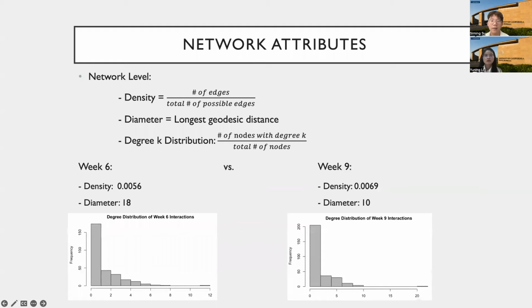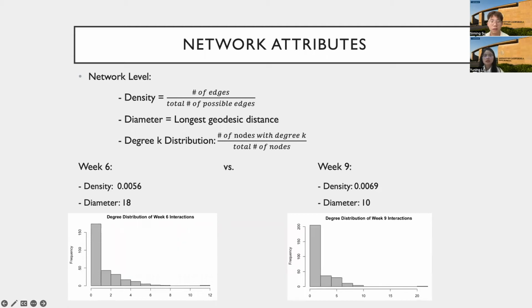In terms of social network analysis, there are two broad perspectives that examine network interactions. The first one is network level measurements. We've provided the formula for each measurement in the slide. Density offers insight about the overall cohesion of a network. Diameter measures the network level connectedness and captures the span of a network.